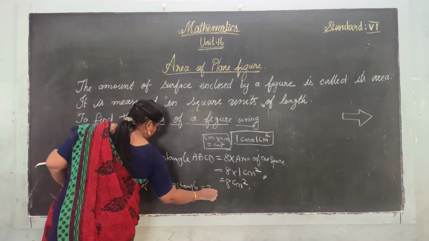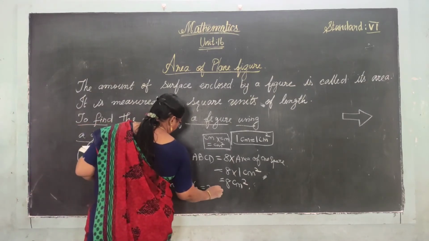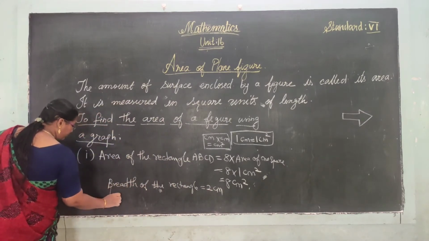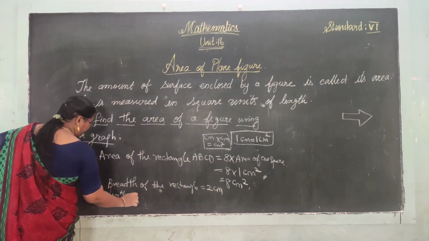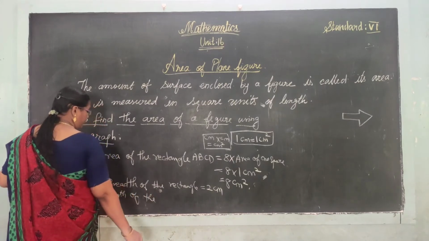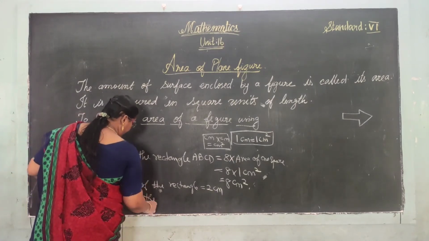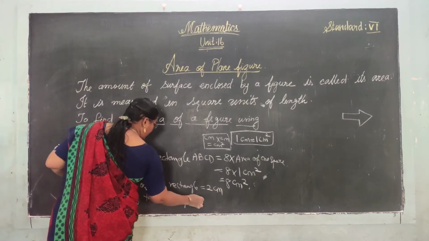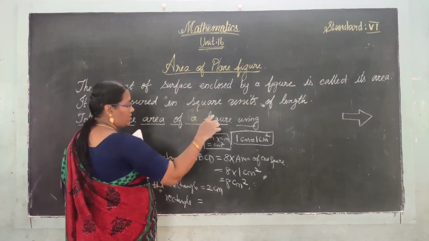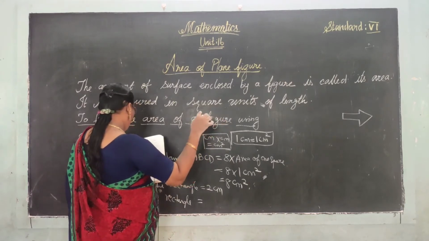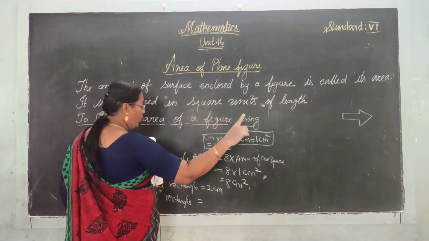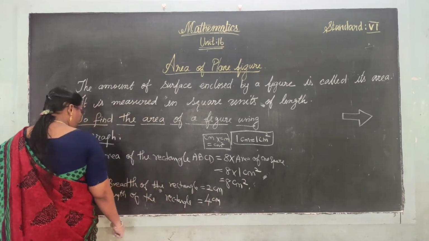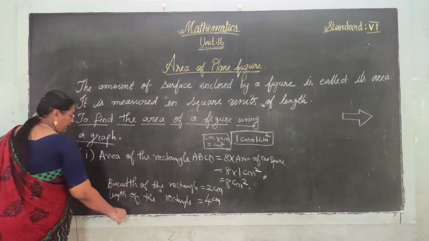Is equal to 2 centimeter. Okay. And length, how many boxes are there? 4 boxes, is it? Count from A to B. 1, 2, 3, 4. Okay. So 4 centimeter.